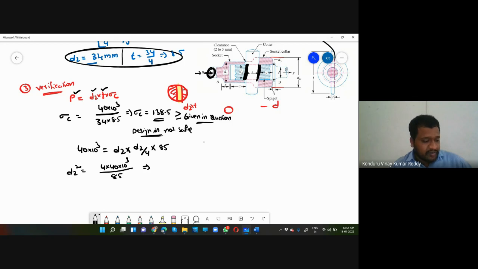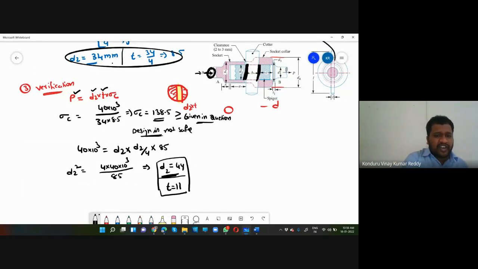If you solve this, you will get D2 equal to 44 and T equal to 11. If it is 44, the T value will be 44 by 4, thereby 11. Okay, these are your new values. You should not consider the earlier values because they do not satisfy our crushing stress. When the D2 value satisfies crushing stress, it will support the other stresses. I already told you, there is no need of verifying these values with the second formula, as that will definitely be satisfied.